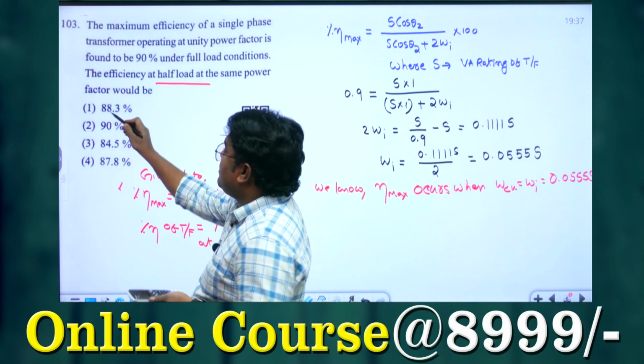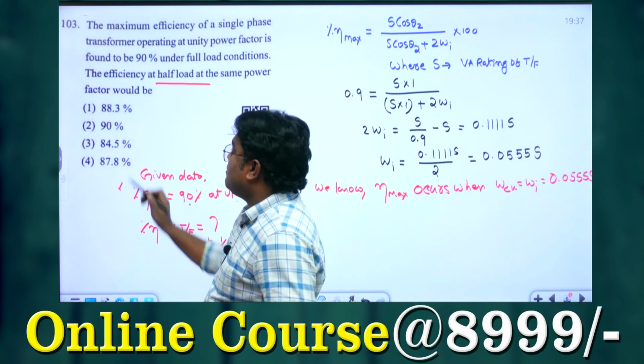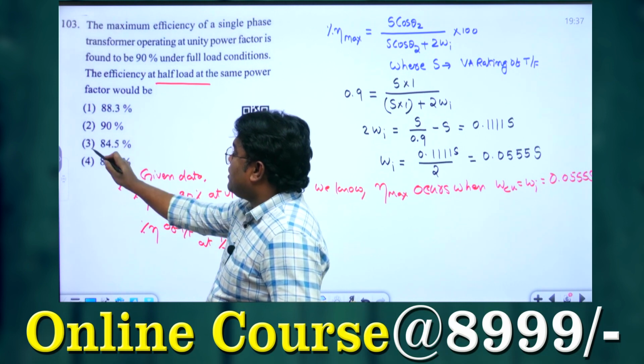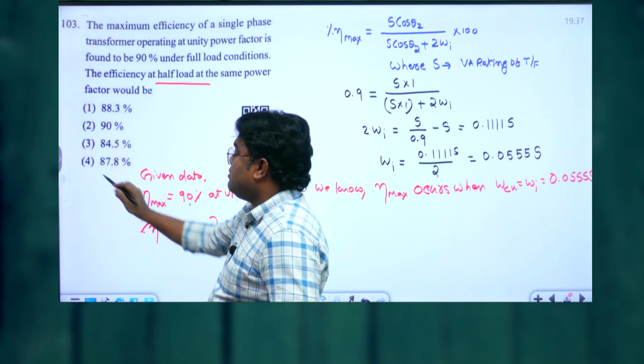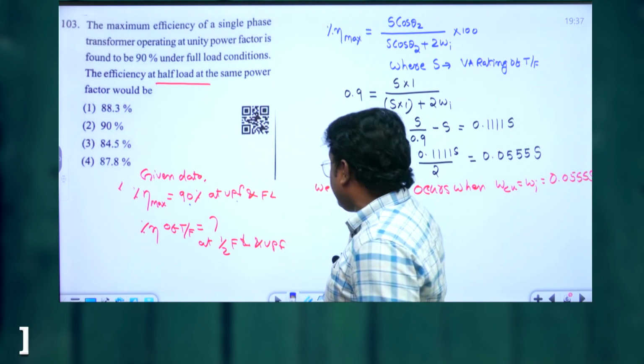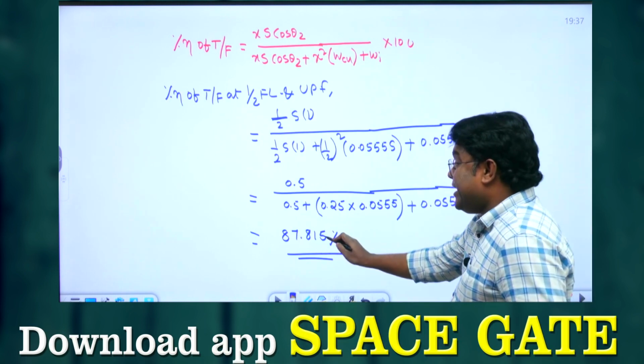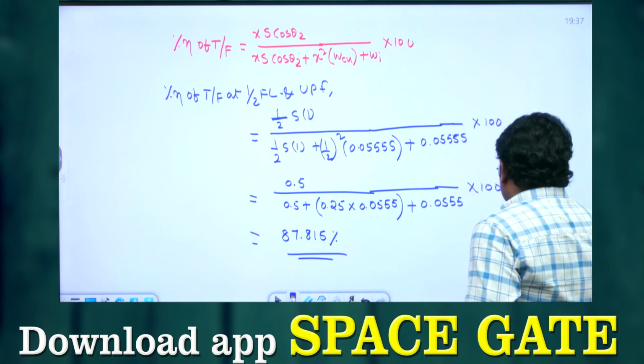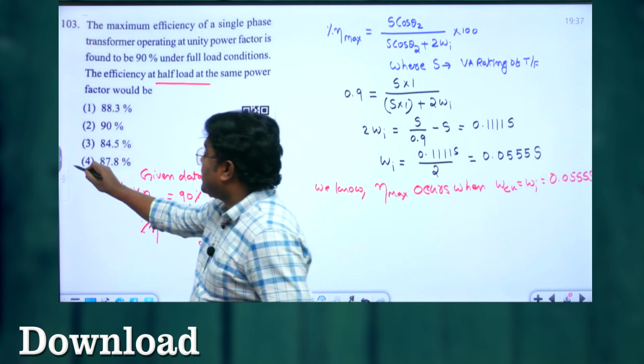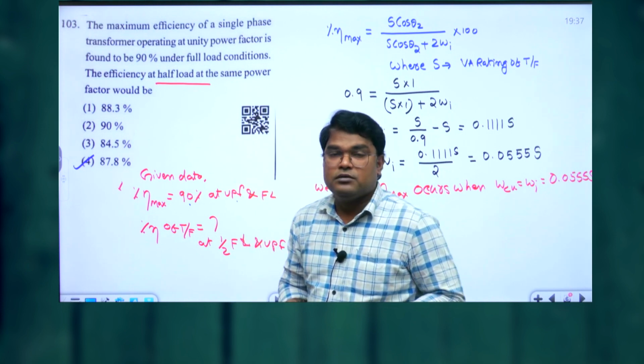Option 1 is 88.3%, option 2 is 90%, option 3 is 84.5%, and option 4 is 87.8%. Now see, 87.81% is the right answer. So option 4 is the correct answer for this question. Okay, got it?